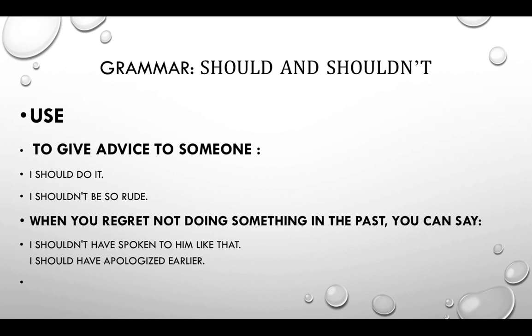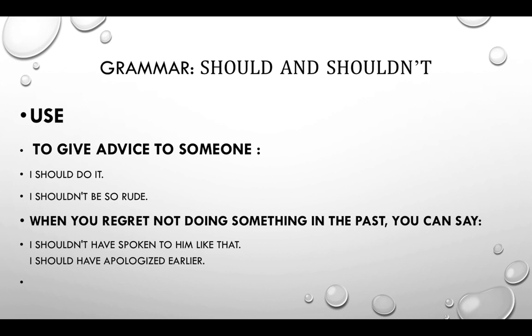Okay, so we use it to give advice, or when we are talking about when you regret not doing something in the past. You can say, I shouldn't have spoken to him like that, or I should have apologized earlier. So when you regret not doing something in the past, you can say, I should have spoken to him, or I should have apologized earlier.